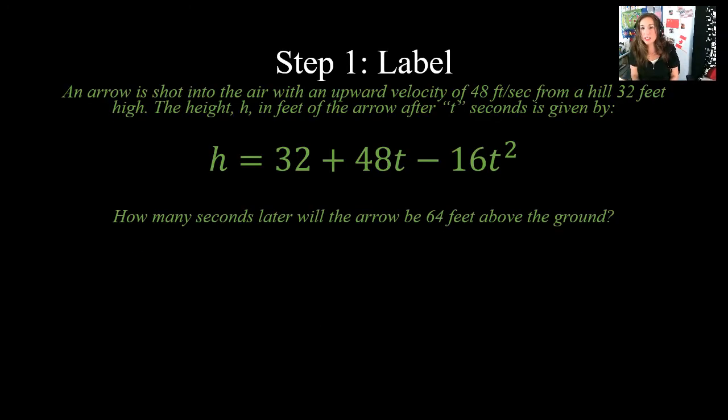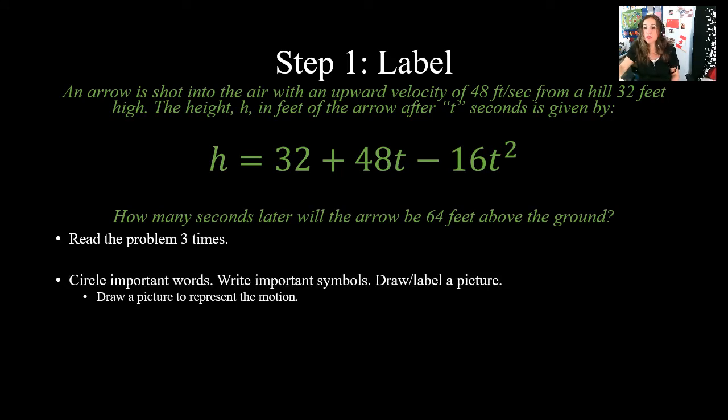Okay guys, this leads us into our first step of labeling. Whenever we're at this step, we always read the problem 3 times. The first time we just read it. The second time we're going to circle important words and symbols. And for these problems, the things that I circle are the variables. So I see an h, I see a t, I know those are my 2 variables that I'm dealing with. It's a formula problem, so I know that I'm going to be plugging in for one of those variables and solving for the other, okay?